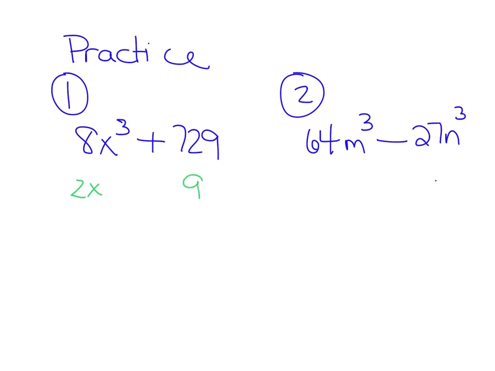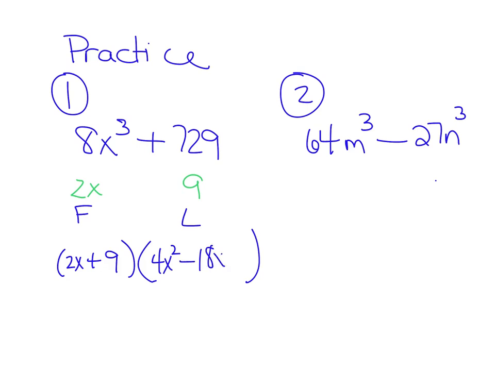So here is my first term, here is my last term. So you should have 2x, and then the original problem was a plus, so the same operation is plus 9. My parentheses, first term squared is 4x squared. Opposite operation, minus, first times last, 18x. Always positive, square the last term, 81. So that's what you should actually have.